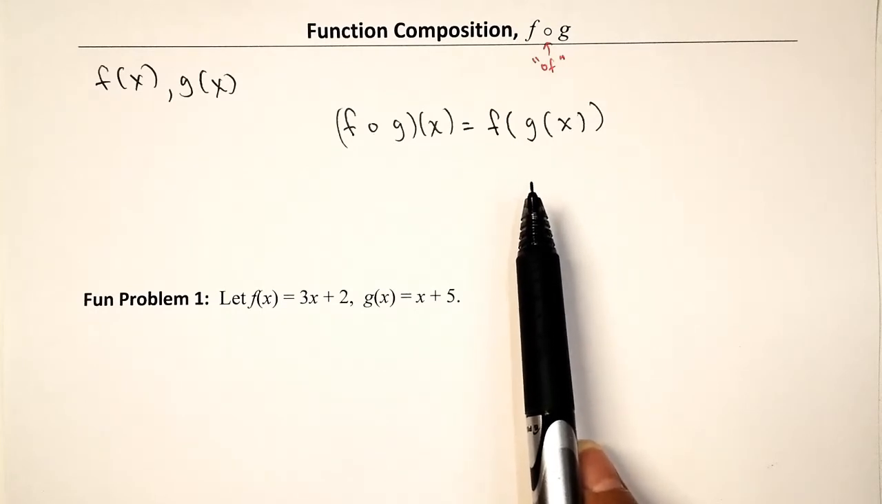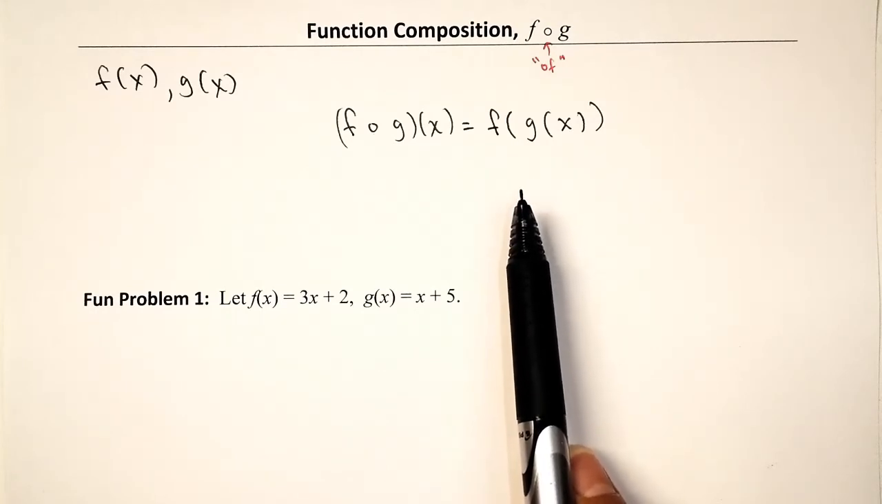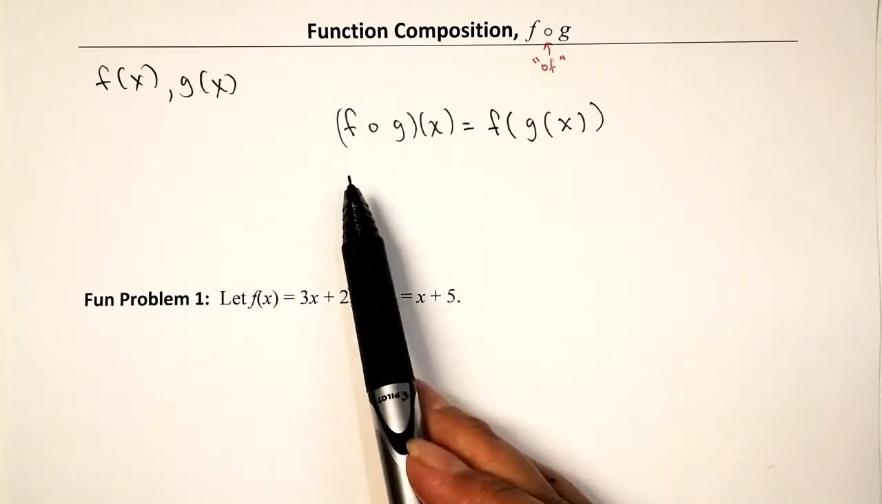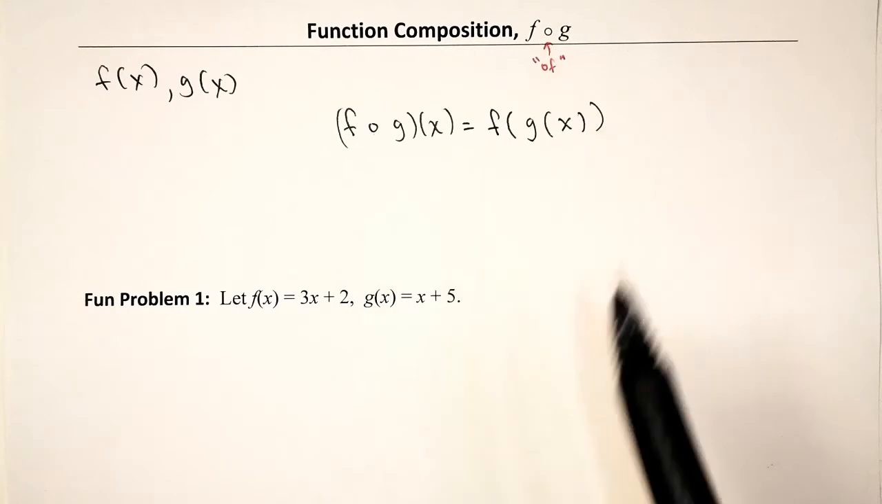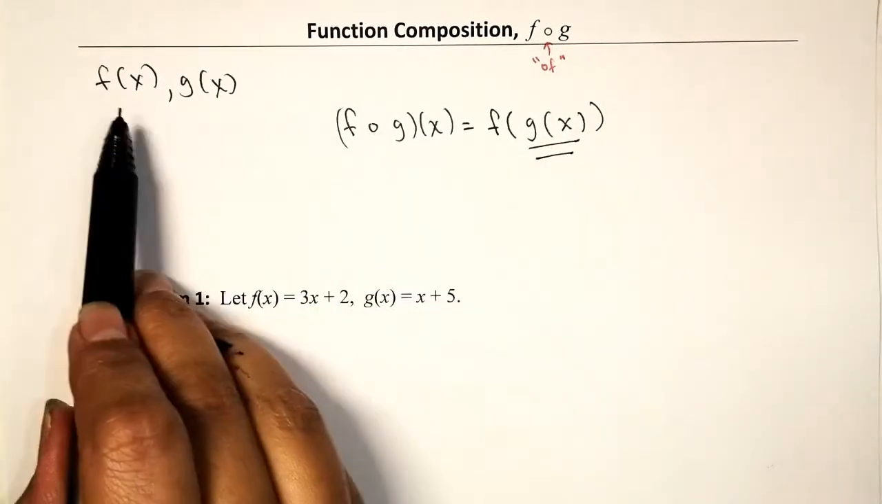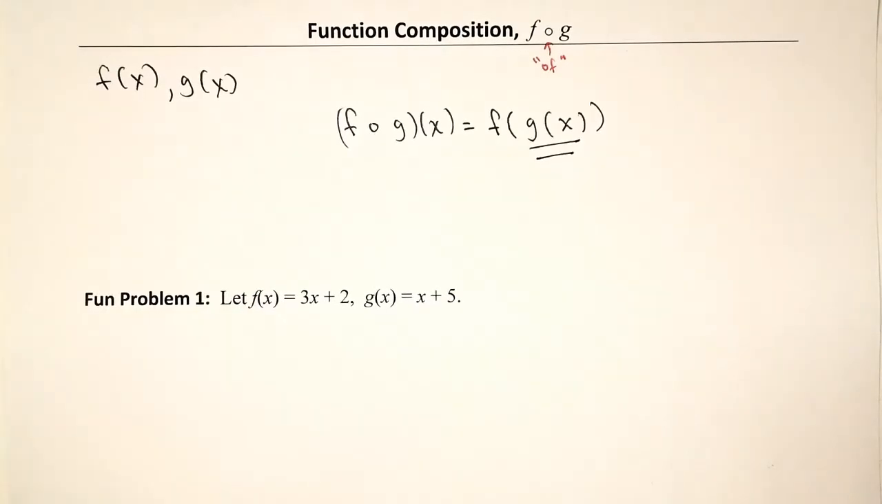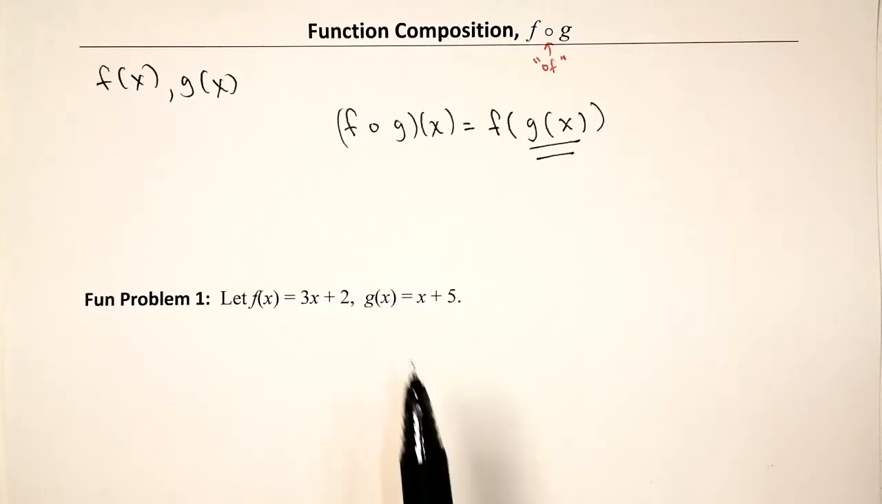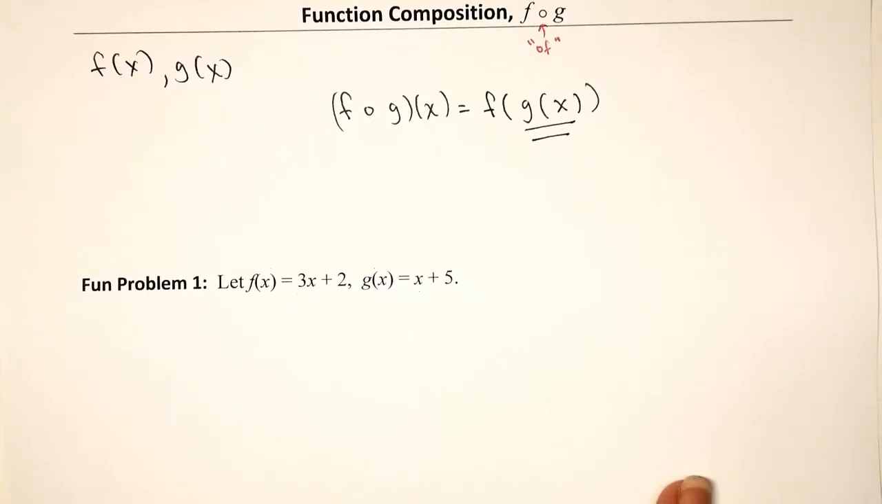So again, the composite function is just fancy talk for write this function in terms of the other. So in this case, to find f of g of x, we are going to substitute g of x for the input x. Okay, that's too many words. Let's go ahead and do some problems. We're going to do two sets of fun problems, and then we're good to go. So fun problem number 1 reads: let f of x equals 3x plus 2 and g of x equals x plus 5. Let's go ahead and do our first problem.